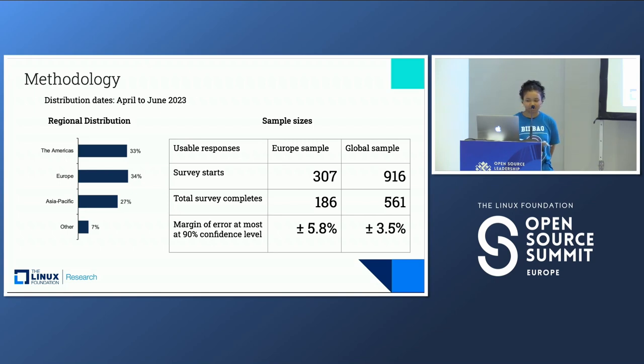Our sample sizes for the Europe sample, because we're Open Source Summit Europe, I thought that there would be some findings where I would highlight the European sample and respondents. That includes 307 usable responses. And for the global sample, we have more than 900 people who started the survey. And then, of course, it's 43 questions. It's quite a long survey, so we did have people dropping out throughout, but we still made use of their responses before their dropout.